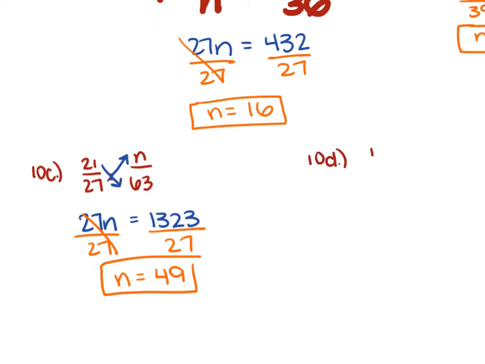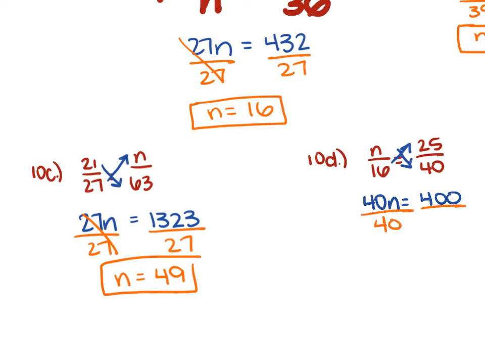For D, we're given n over 16 is equal to 25 over 40. We're going to cross multiply. So n times 40 is 40n. And 16 times 25 gives us 400. We can divide each side by the 40. So n is equal to, a 0 cancels out for both, 40 divided by 4 is 10.